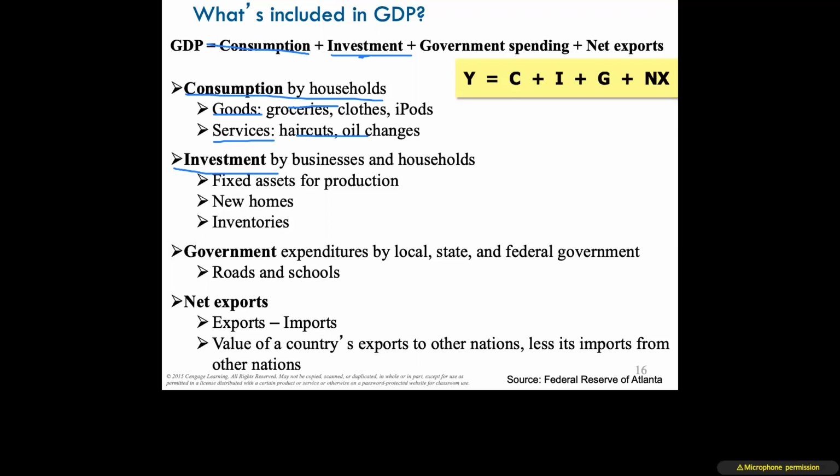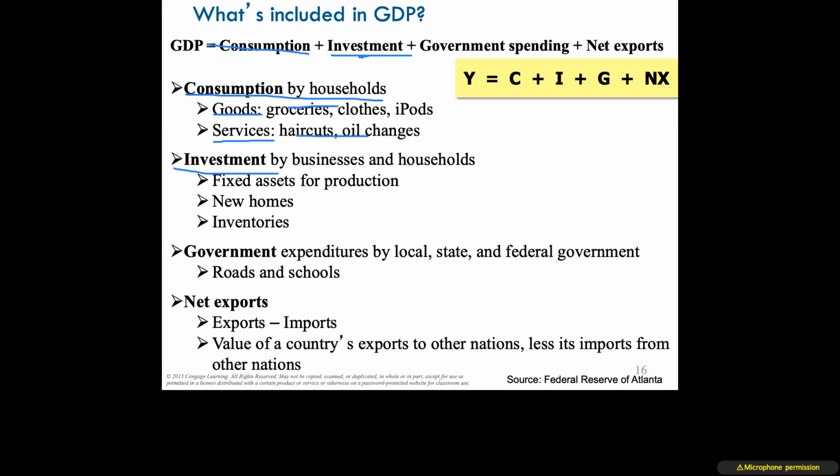But here, an investment is fixed assets for production. So they're actually things used to produce goods and services. For instance, a factory is considered an investment. A business, for instance, a storefront, would be considered an investment.